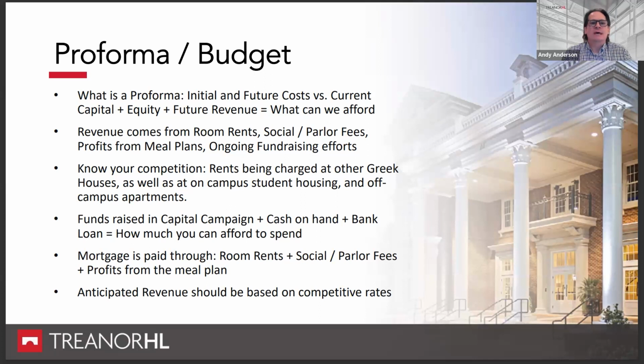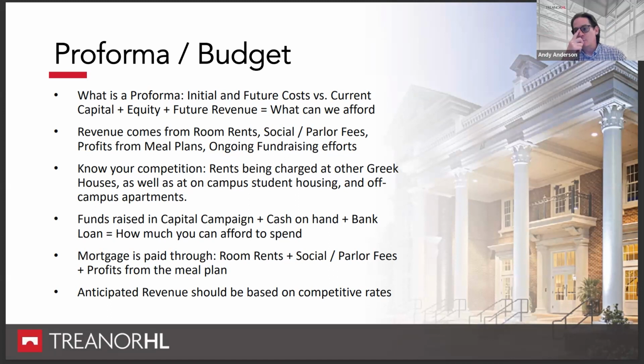Well, the way you do that is you basically prepare a pro forma, and a pro forma is really just an analysis of your initial and future costs, both the construction and ongoing maintenance and upkeep cost, versus what is your current capital, meaning how much cash you have on hand, how much equity do you have in your property, and what's your future revenue? Because the net between those two really defines what can you afford, and how much can we afford to pay in service of debt to make this house happen, and how much of a house can we afford.